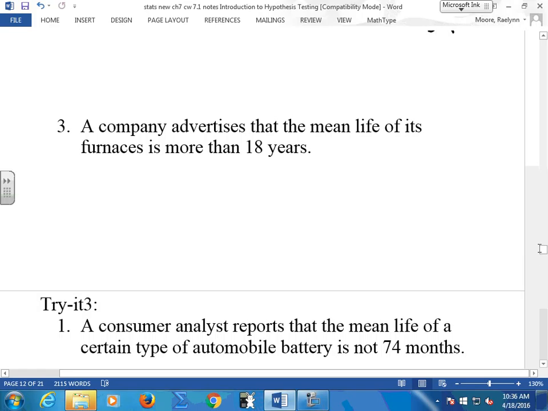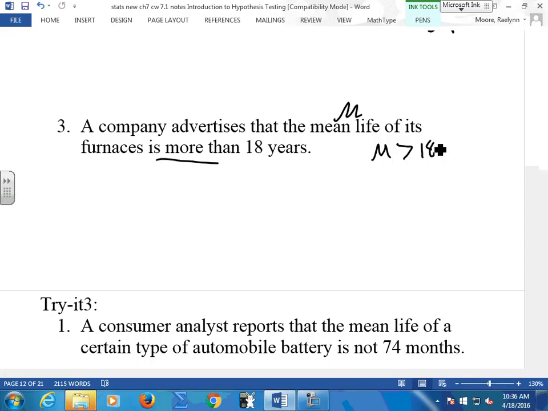Okay. A company advertises that the mean life of its furnaces is more than 18 years. How do I say it? Oh, it's more than. Good. Greater than 18, because it'd be horrible if they advertised that it was no more than 18 years, right? So, of course I want to tell you that their furnace lasts more than 18 years. If I messed up and said no more than, they would say less than or equal to, and that's not a good way to advertise.